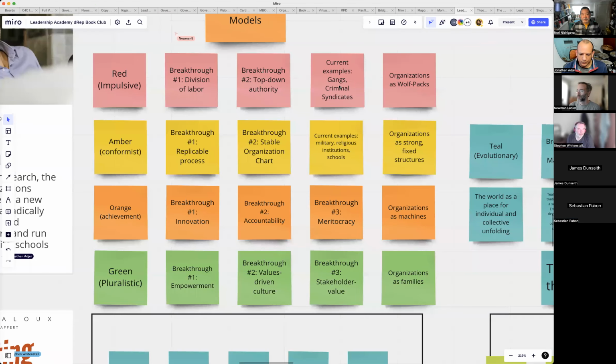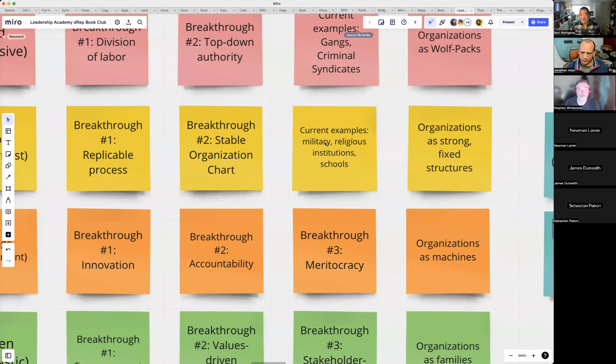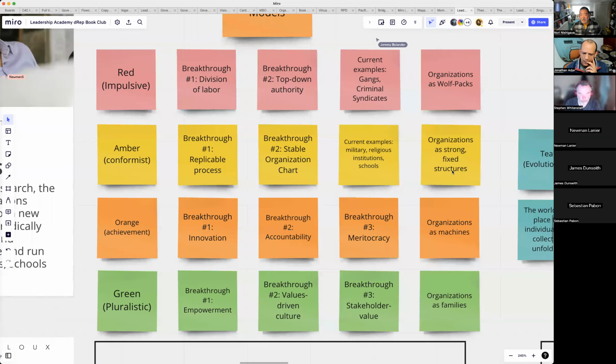And then once people started organizing and coming together, the next level that emerged was what they're calling amber conformist. One of the primary breakthroughs for that was to create replicable processes and a stable organization chart. It really brought a sense of continuity, stability, and fixed structures to the world where people could rely on this thing being understandable, and your position in the hierarchy was understood. And it allowed, for the first time, groups and organizations to do longer term planning and to build larger projects beyond what just a small wolf pack kind of organization could do. Current examples of this could be the military, religious institutions, and even schools. And it sees organizations as strong fixed structures with concrete hierarchies.